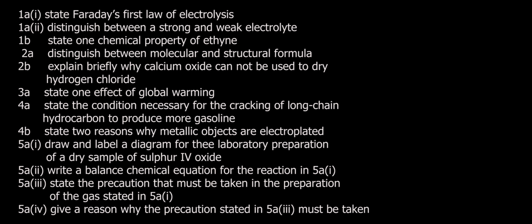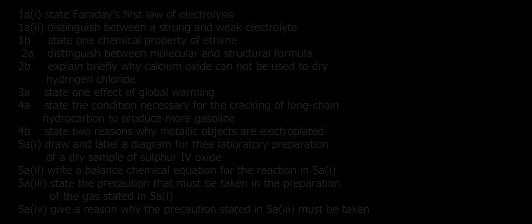4B. State 2 reasons why metallic objects are electroplated. Number 1, to prevent corrosion, and number 2, for decorative purpose.